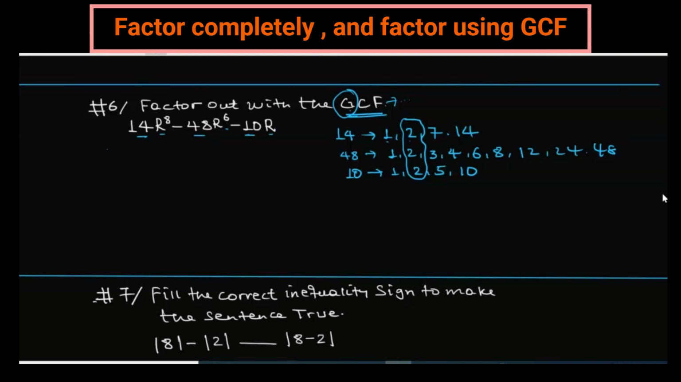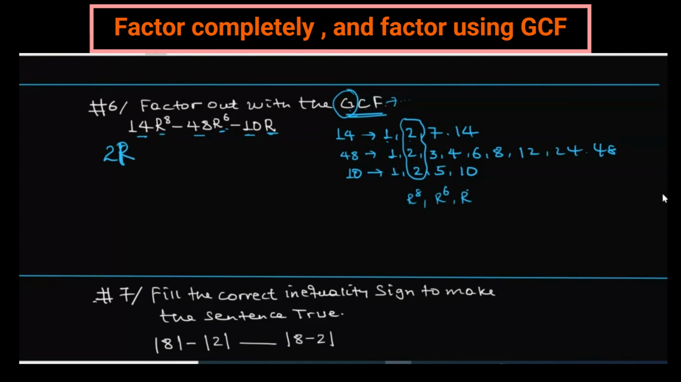So what I have to do now is pull the 2 outside and open my parenthesis. Well, before that, I can check the r^8, the r^6, and the r, because I have these three of them. When it comes to the exponents, the variable with the least exponent is always going to be the common factor. So who is the variable with the least exponent? It is r. So it cannot be r^8, it cannot be r^6. I'm going to pull out r here.